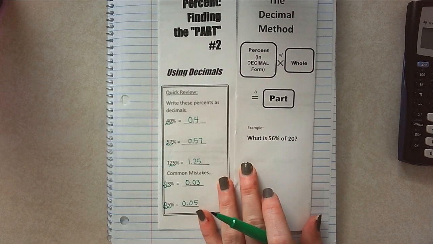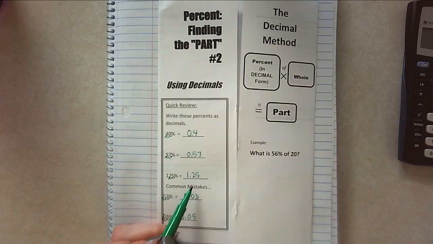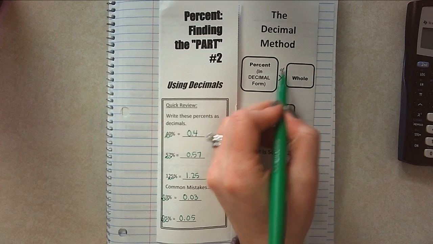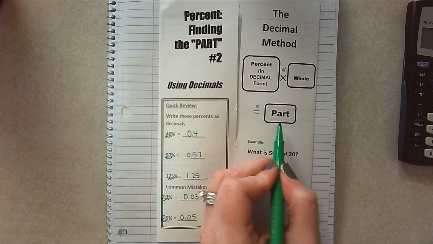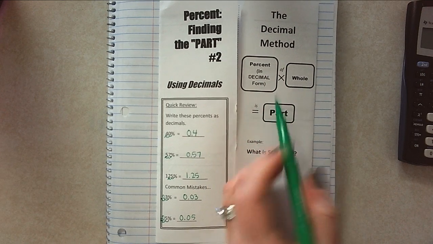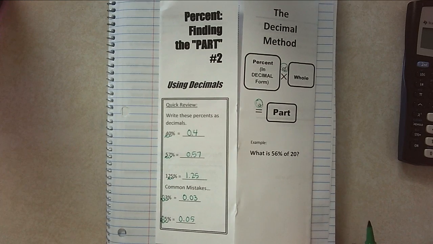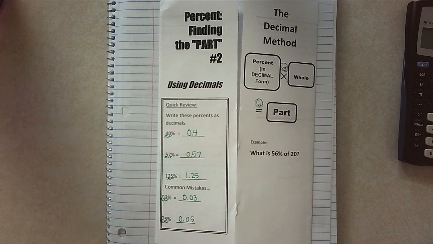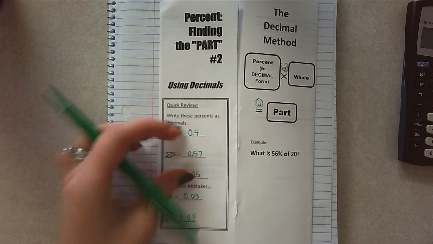So the decimal method says that we take the percent in decimal form, which is why we just did this quick review. Of means multiply, times the whole, and then is means equal, so equals the part. So percent of the whole equals the part. We can use our words, of means multiply, is means equal to, to set this up. The biggest difference between this method and the other method is that in the percent proportion, we wrote our percent as a whole number over 100. In the decimal method, we have to change our percentage to be a decimal.